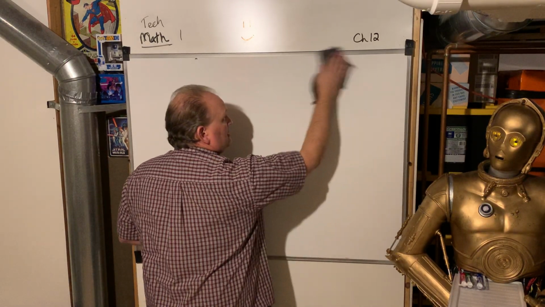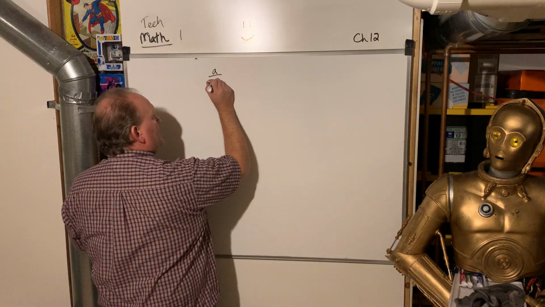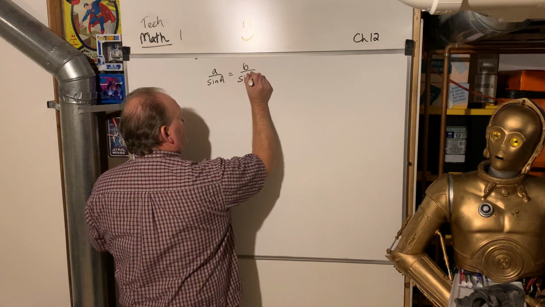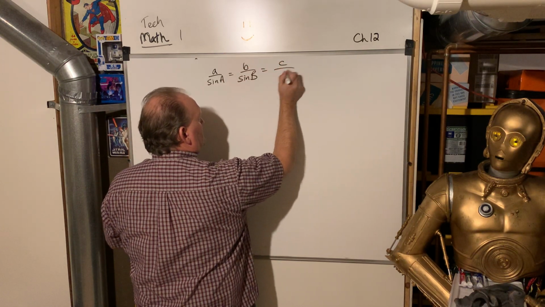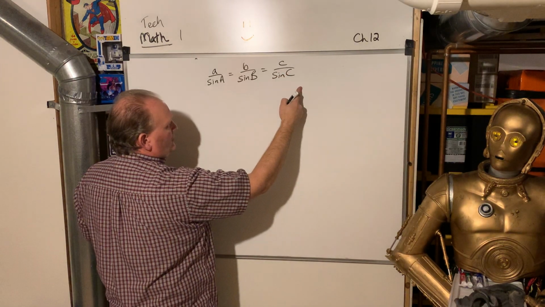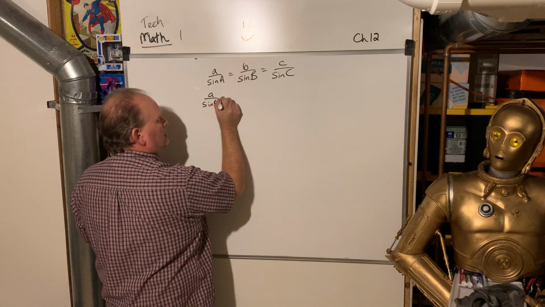You can say it like this: a over the sine of angle A is equal to b over the sine of angle B equals c over the sine of angle C. Now, they don't want you to do it with all 3. Any 2, that is always true.